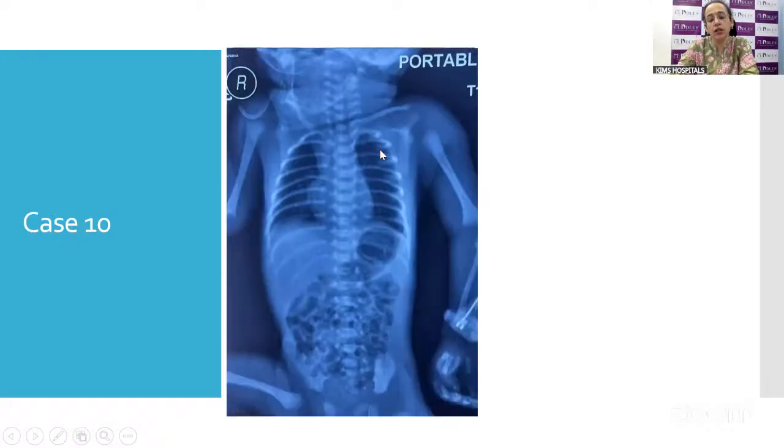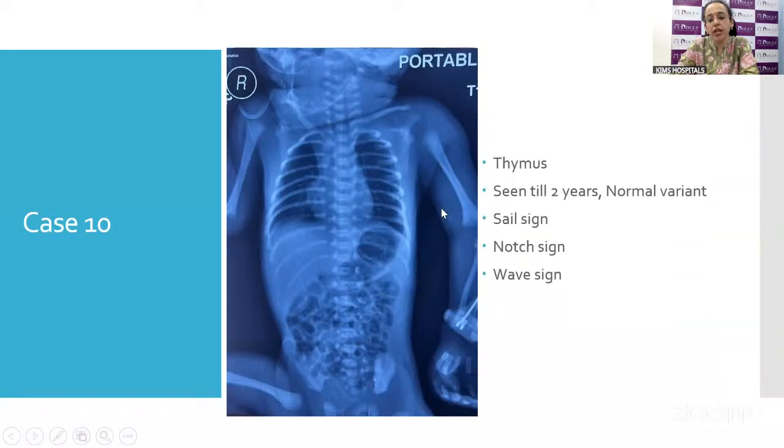So this is another X-ray. Here also we can see the border of the thymus just above the heart border. Sometimes in cases of pneumomediastinum, we can see the lifting of the thymus. So normally the thymus is described by various signs. So this is a normal variant.